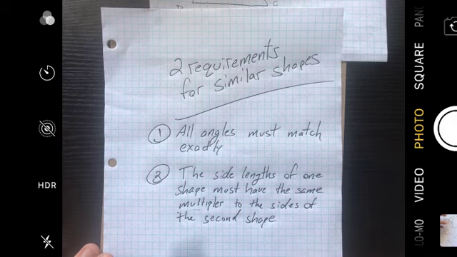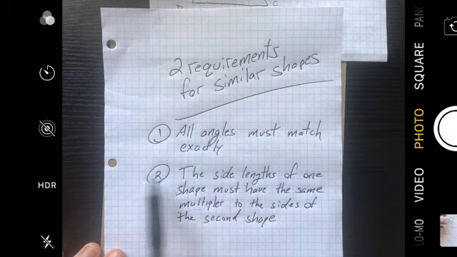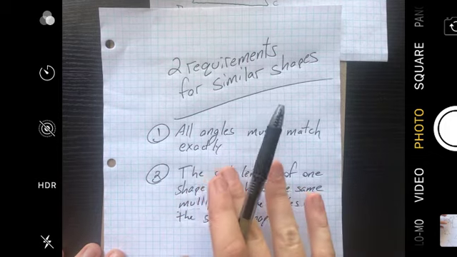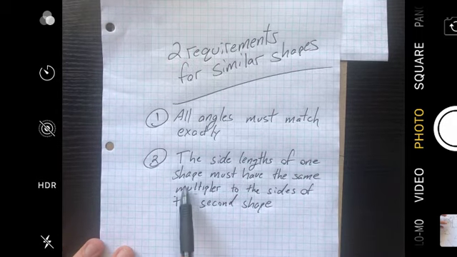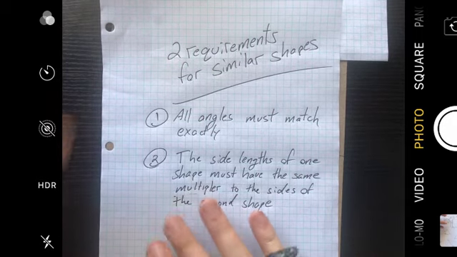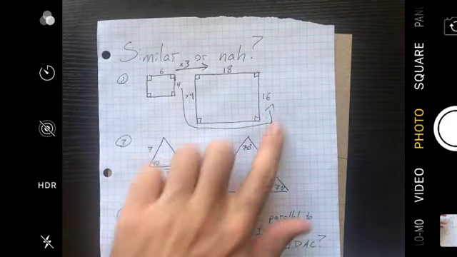Right. So check this out, dudes. Two requirements for similar shapes. All the angles have to match exactly. If one angle is not the same, bam, it's not similar. The side lengths of one shape must have the same multiplier. And that's this thing right here, where this has a multiplier of 3 and that's a multiplier of 4.